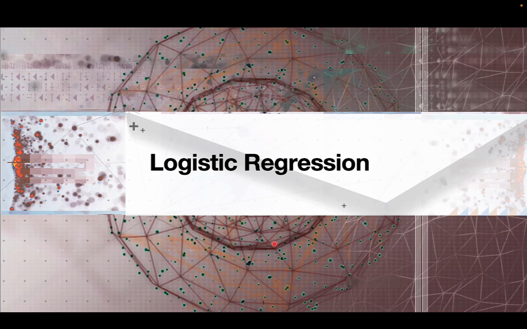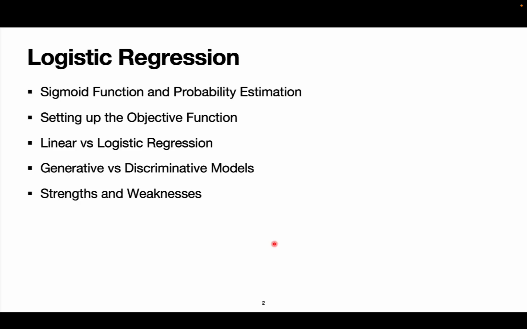In this lesson, we will discuss logistic regression. We will start by introducing the sigmoid function, which helps model probabilities, set up the objective function, and discuss how logistic regression is different from linear regression, generative versus discriminative models, and the strengths and weaknesses of logistic regression.